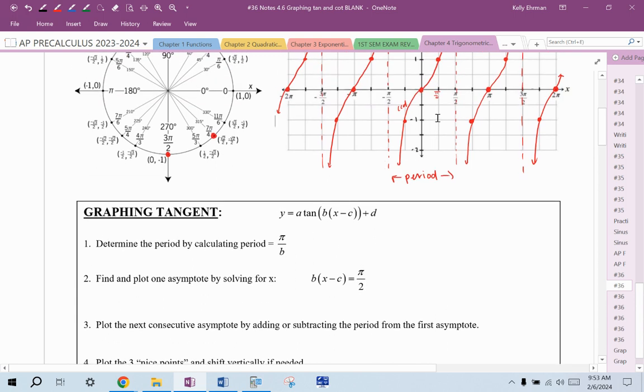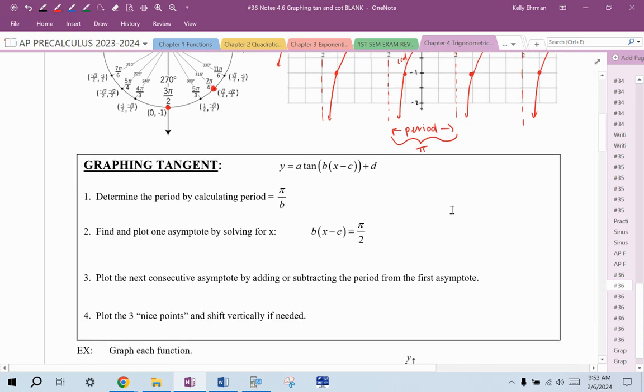Instead, we're going to first determine the period. Now the period here, look at the original tangent graph. That's a distance of pi. The original sine and cosine graphs had a period of 2 pi. Tangent is just pi. So if you have a value b that's something other than 1 in front of your x, you calculate the period by doing pi divided by b. And again, one period of the tangent curve is one of these branches that goes between the vertical asymptotes.